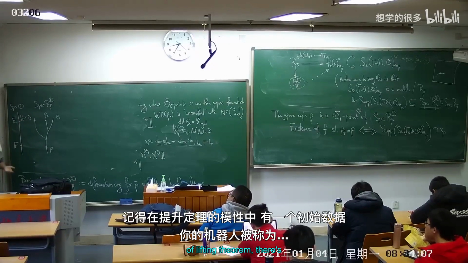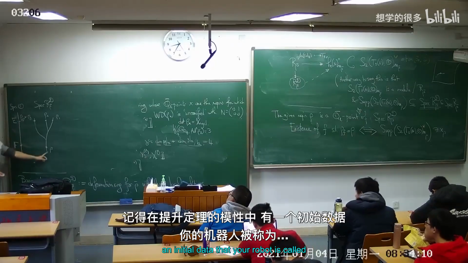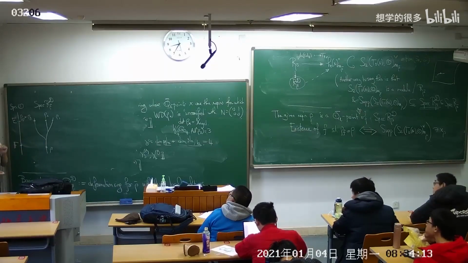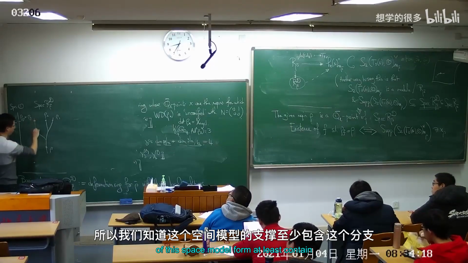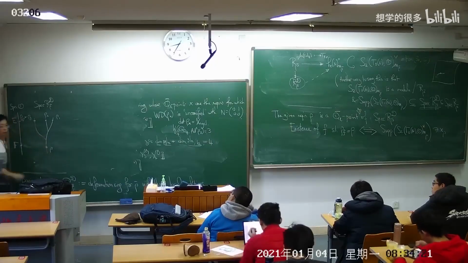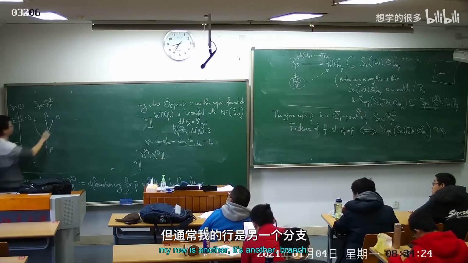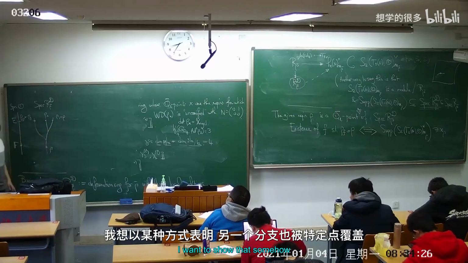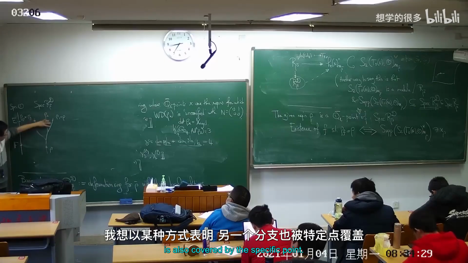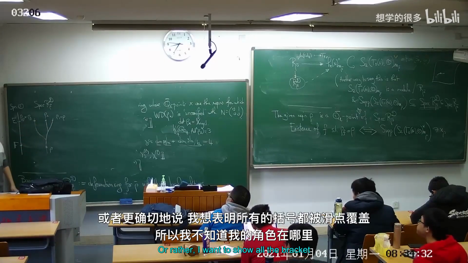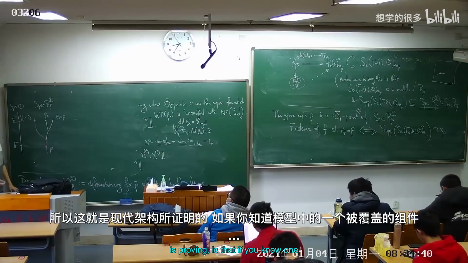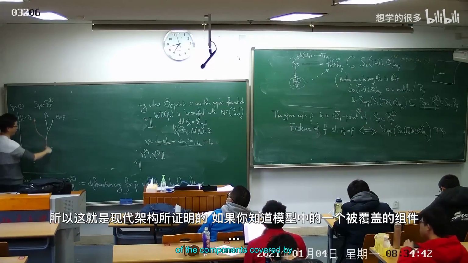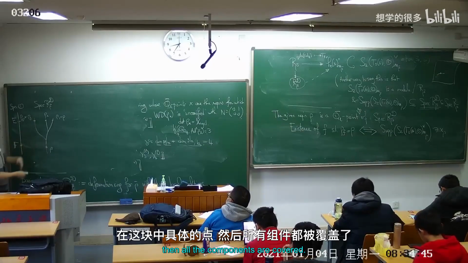Remember, in the modularity lifting theorem, there's initial data that your rho bar is congruent to something which is modular, say rho F prime. So we know that the support of this space of modular forms at least contains this branch of the deformation space. But typically, my rho is in another branch. I want to show that the other branch is also covered by the space of modular forms. Or rather, basically, I want to show all the branches are covered. So I don't know where my rho is. That's what modularity lifting is proving: if you know one of the components is covered by modular forms, then all the components are covered.